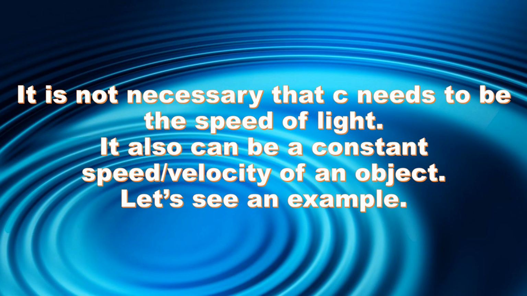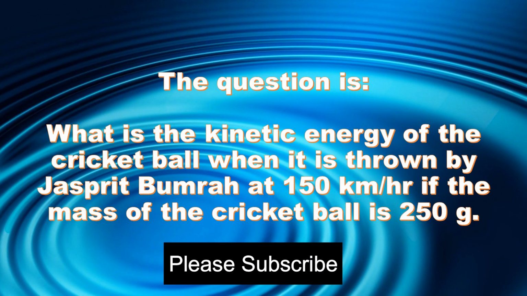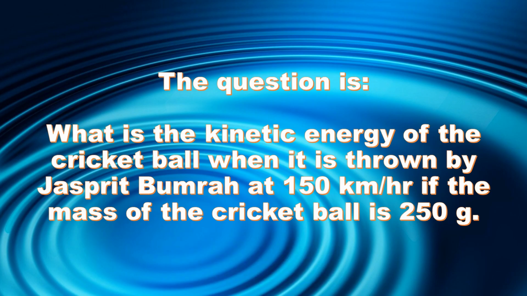It is not necessary that c needs to be the speed of light. It can also be a constant speed or velocity of an object. Let's see an example. The question is, what is the kinetic energy of the cricket ball when it is thrown by Jasprit Bumrah at 150 kilometers per hour if the mass of the cricket ball is 250 grams.